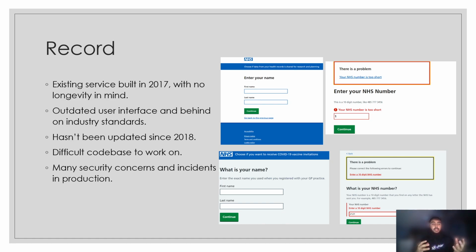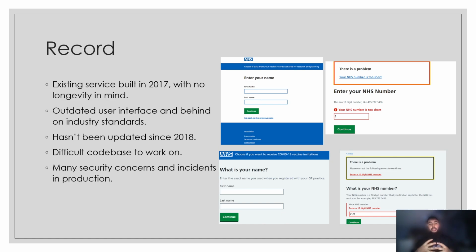This means that the service has now become very outdated in terms of NHS standards for web application user interfaces, and obviously behind on the technical standards and a lot of industry standards for tools such as Dependabot, which helps to keep dependencies up to date and make sure that they're not vulnerable. And then also the NHS system architecture.